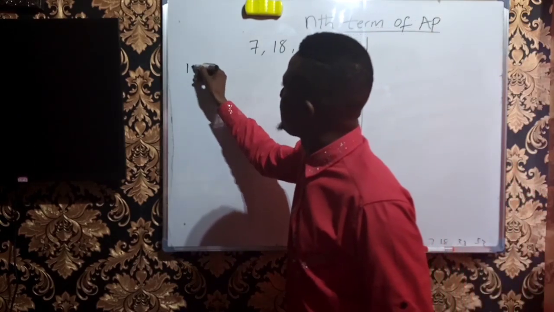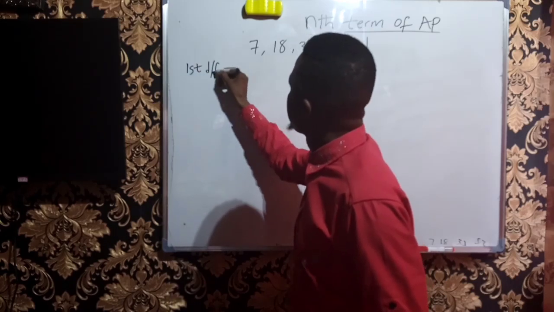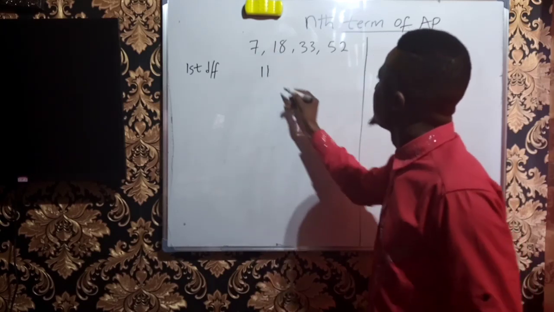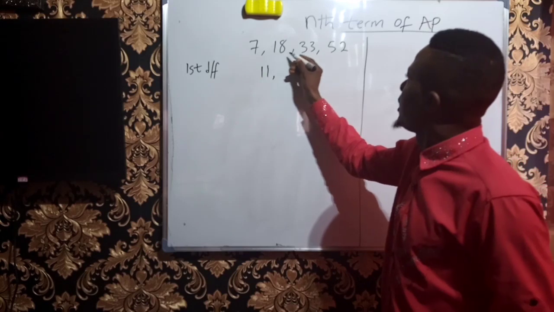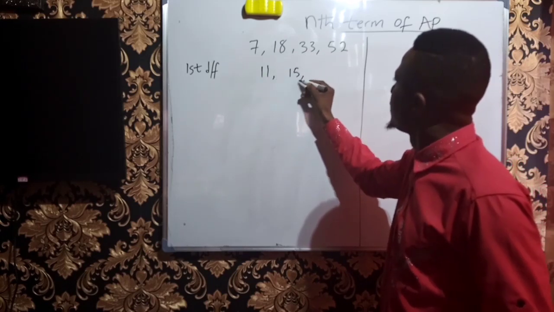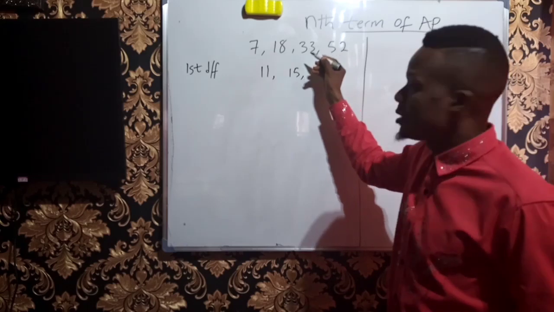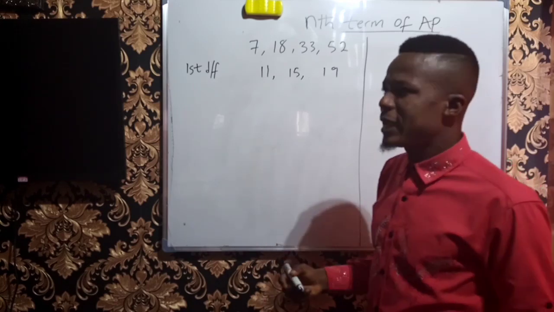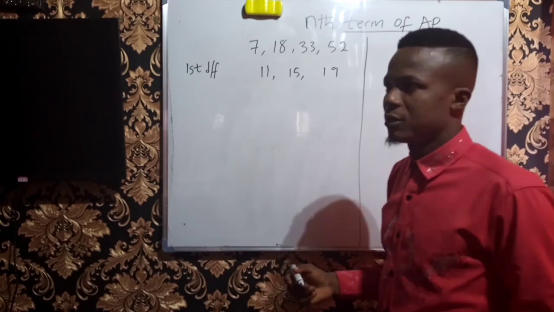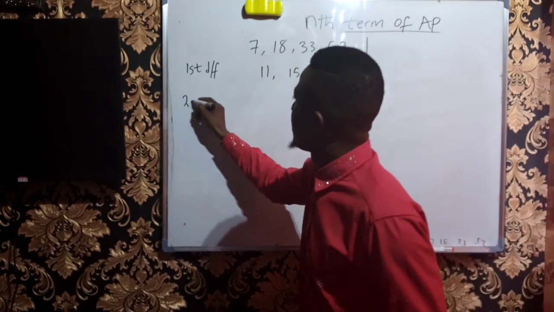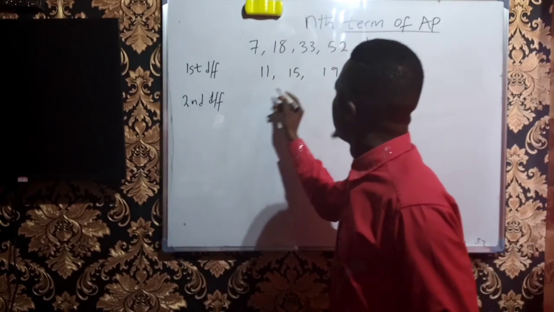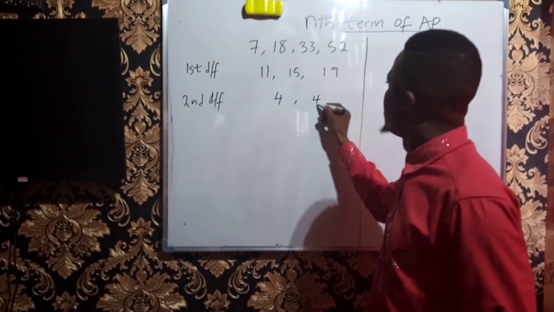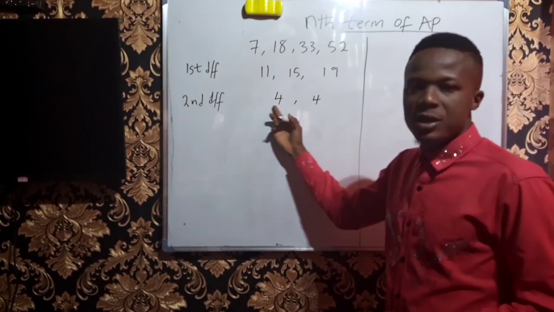So if I were you, look at what you do. First of all, let's get the first difference between successive terms. The difference between 18 and 7 is just 11. The difference between 33 and 18 is just 15. And the difference between 52 and 33 is 19. So the differences are not common. So continue to get the difference until they become common. Okay? So you have your second difference. 15 minus 11 is 4, and 19 minus 15 is 4. So you see that at this stage, we got the same number.